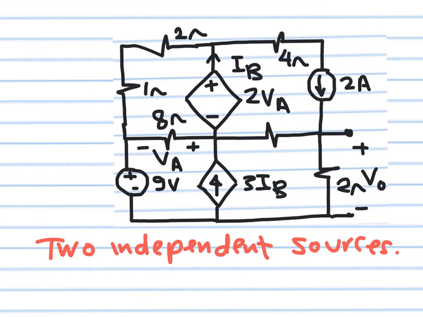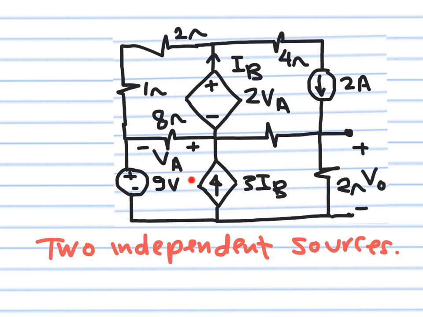Okay, so superposition tells us if you have multiple sources, you will solve the circuit only for these sources one at a time, and then you remove all the other sources. You remove a current source by making it open circuit, you remove a voltage source by making it short circuit. But I'm warning you, this only applies to independent sources.